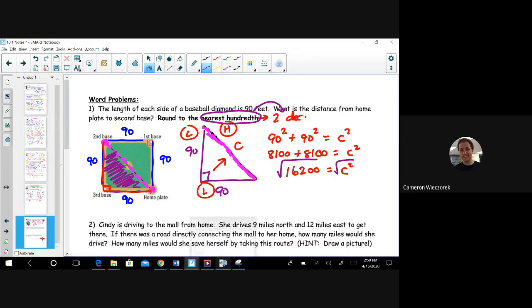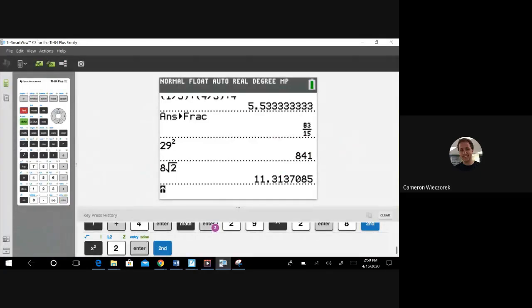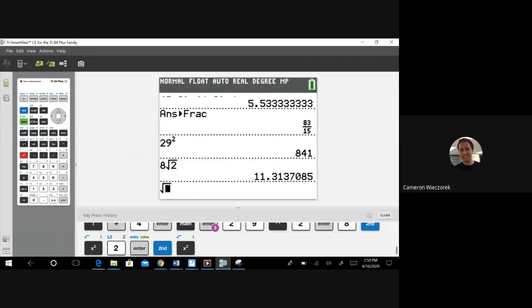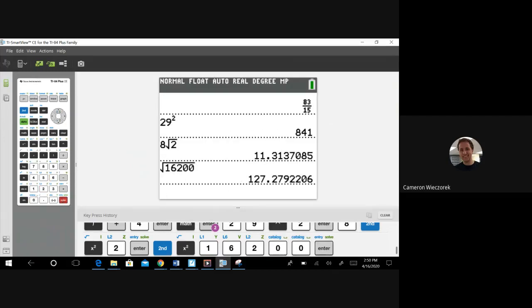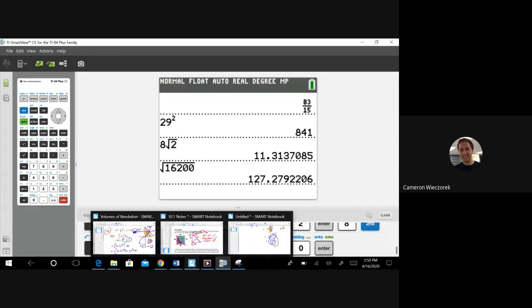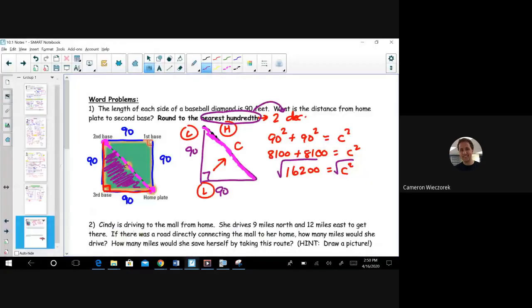So I'm just going to type it into my calculator. The square root, so second x squared, of 16200. 2 decimal places, it's 27, but there's a 9 next to it, so you got to round that 7 up to an 8. 127.28. And then you want to put your units on it. They told us we're measuring in feet. So this would be about 127.28 feet.